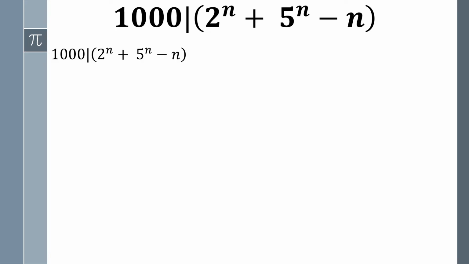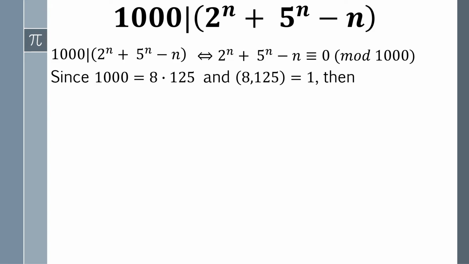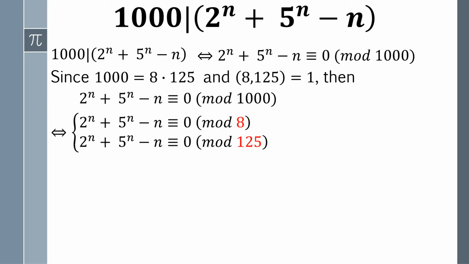Since 2 to the nth power plus 5 to the nth power minus n is a multiple of 1000, it is equivalent to 2 to the nth power plus 5 to the nth power minus n is congruent with 0 modulo 1000. And since 1000 can be written as 8 times 125, in which 8 and 125 are relatively prime, this congruence relationship can be written as the following two, with the first one modulus 8 and the second one modulus 125.